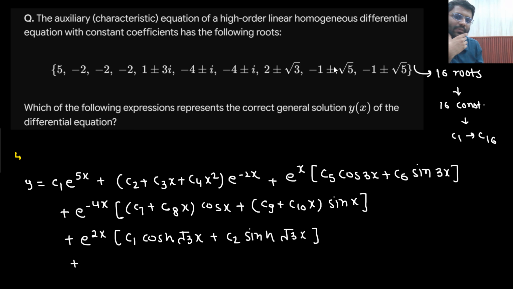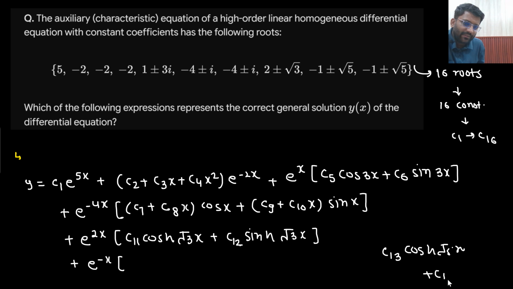Now I will go to, oh, why am I writing C1 C2, it should be C11 C12. Now I will go to minus 1 plus under root 5. I ask him, are you being repeated? He will say, yes sir, I am being repeated. But if you are not repeated, then what would be the answer? Sir, if I was not repeated, the answer would have been e to the power minus x, alpha value is minus 1. Then inside, the answer would have been C13 cos hyperbolic under root 5x plus C15 sin hyperbolic under root 5x.